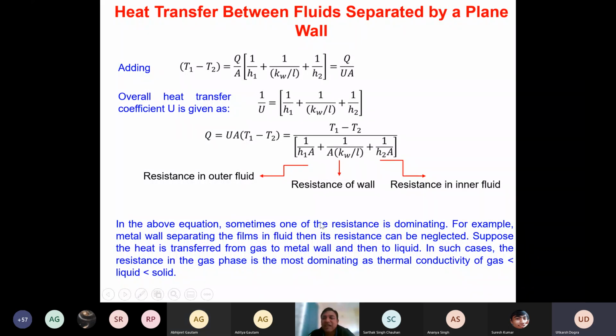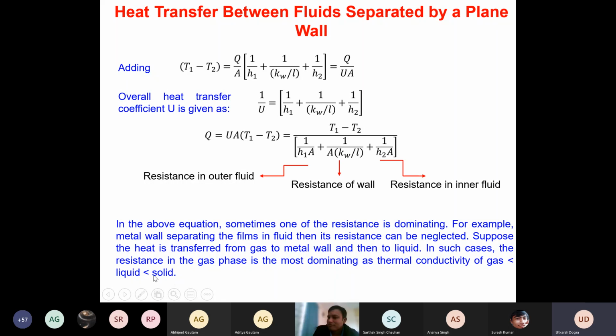In the above equation, sometimes one of the resistances is dominating. For example, a metal wall separating the film and the fluid, then its resistance can be neglected. Suppose the heat is transferred from the gas to the metal wall and then to the liquid. In such cases, the resistance of the gas phase is the most dominating, as the thermal conductivity of the gas is lower than liquid and even lower than solid.